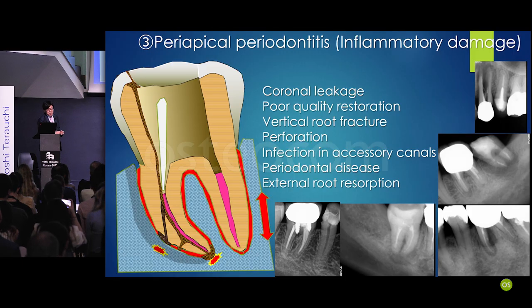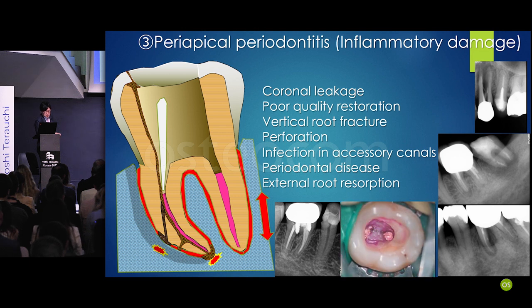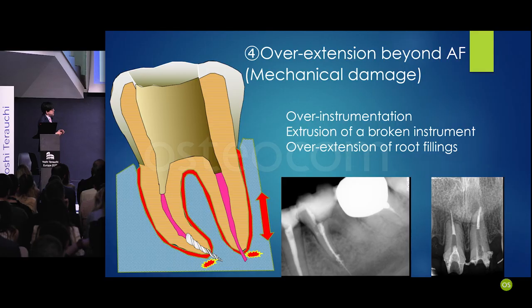Again, the PDL can be damaged because of periapical periodontitis, because of perforation, because of root fracture. Many things could happen. But this is normal. And of course, if you over-instrument the canal beyond the apical foramen, you could damage the PDL. Look at the broken instrument, extruded beyond the apical foramen. Look at the root fillings, extruded beyond the apical foramen. So every time the patient bit on something, the patient felt pain.